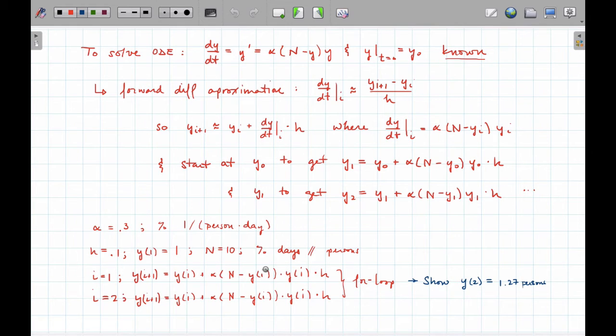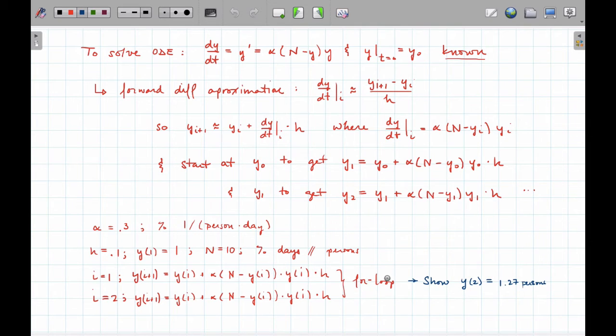So y1 is known. The derivative at y1 is given right here, all of this. H is known. We go ahead and compute yi plus 1, where if i is 1, that's going to be y2. So that allows us to compute y2. And next we're going to compute y3 from y2 and so forth. So you can see that each one of these lines has the exact same equation in it. The only thing that's changing is the index i. This is set up for a for loop.